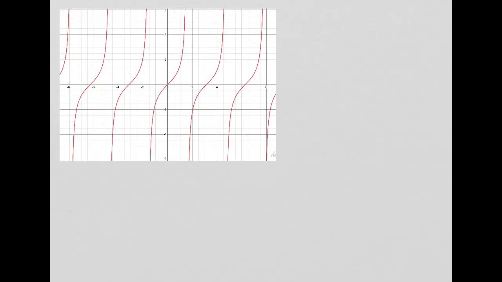This is the graph of y equals tangent x, and we're going to use it to look for an inverse for the tangent function. Like the sine and the cosine before it, the tangent function is not one-to-one, so it doesn't have an inverse as it is.